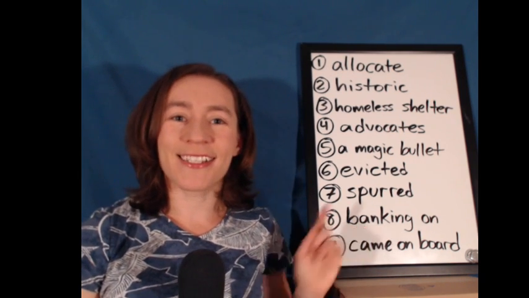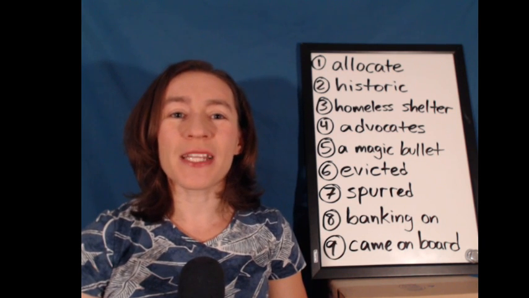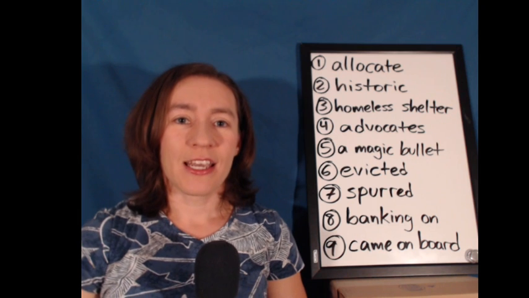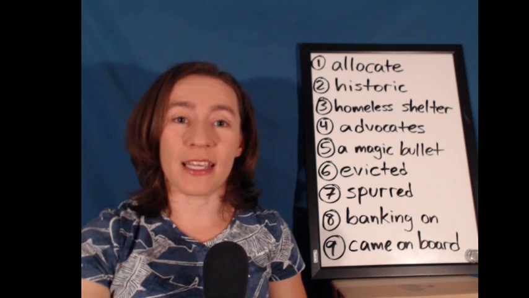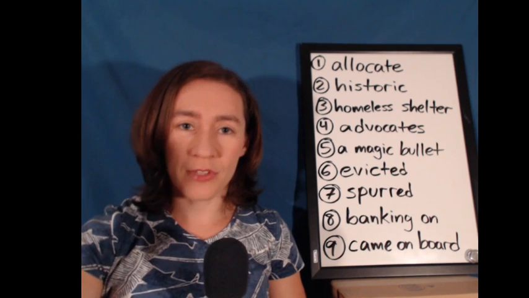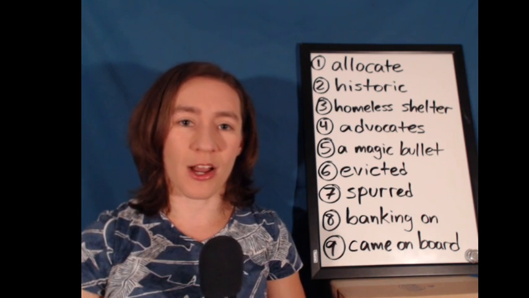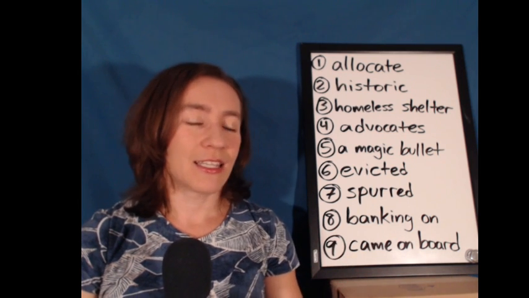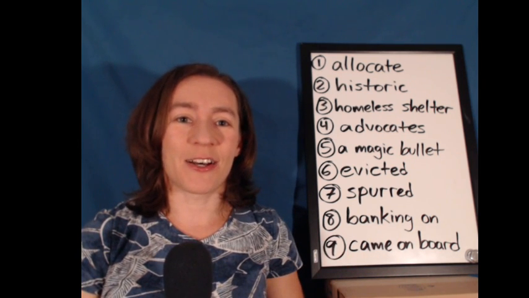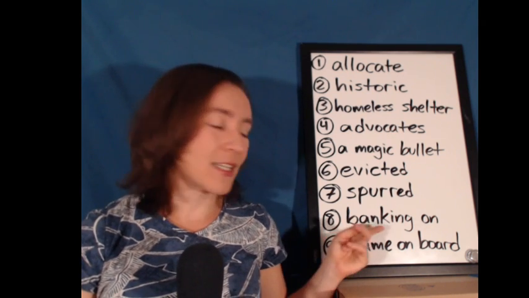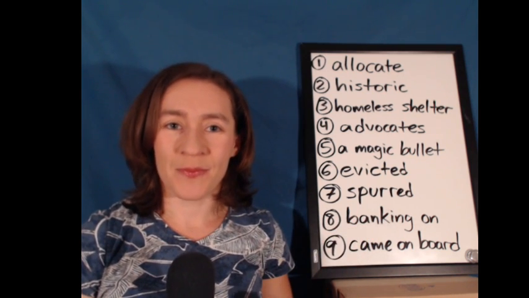Bank on is a phrasal verb, and it simply means depend on or rely on. The government is expecting the $1.6 billion to help improve the situation or help solve the problem. They are banking on it. They are expecting it. They are depending on it. And they expect it to be successful. So bank on is another way to say depend on.